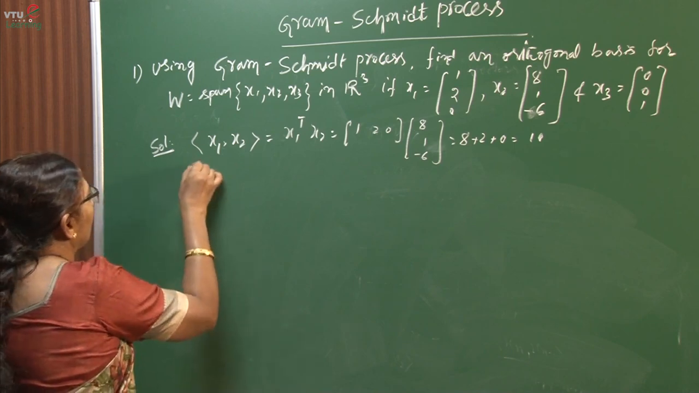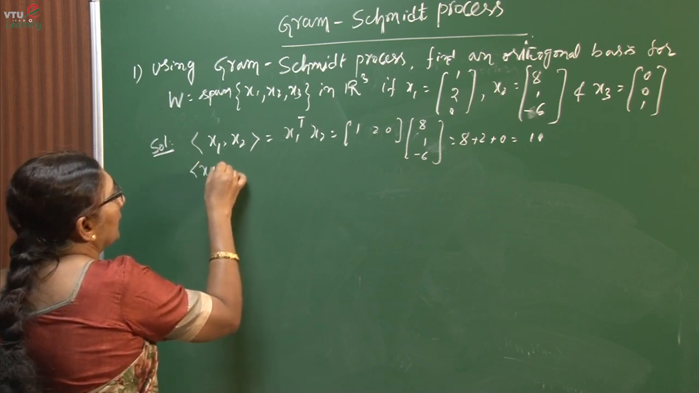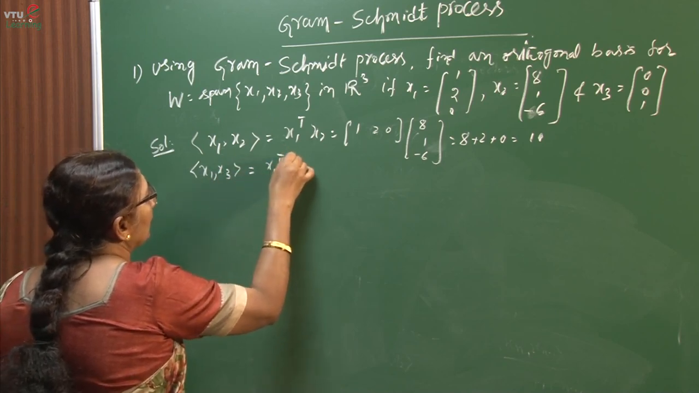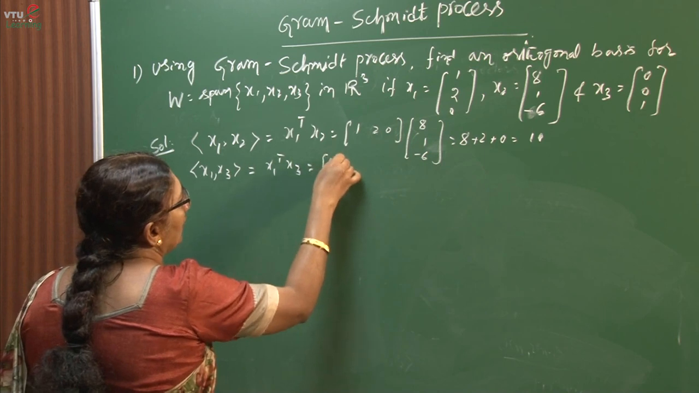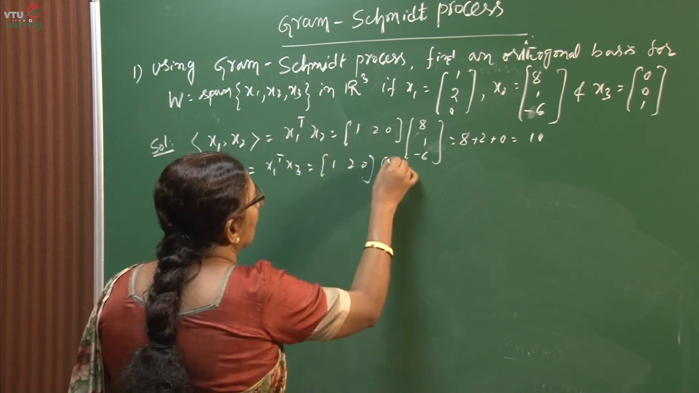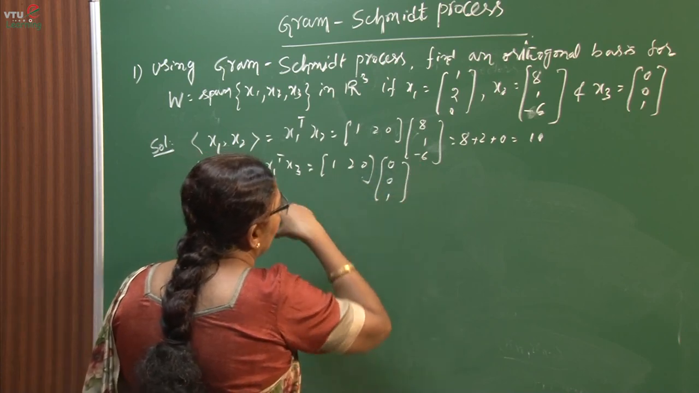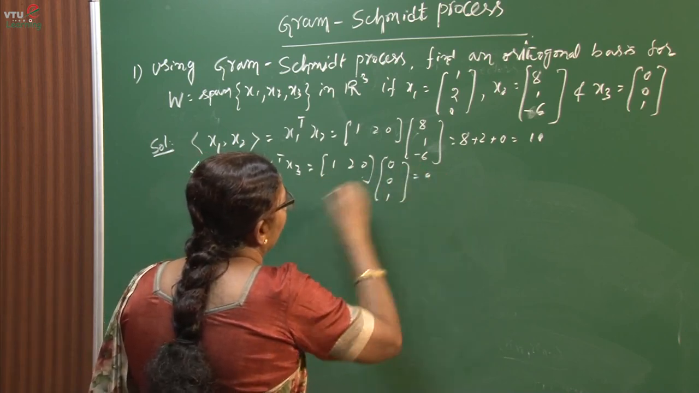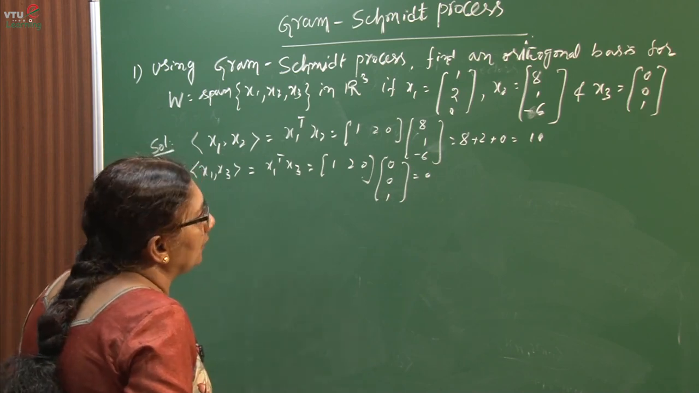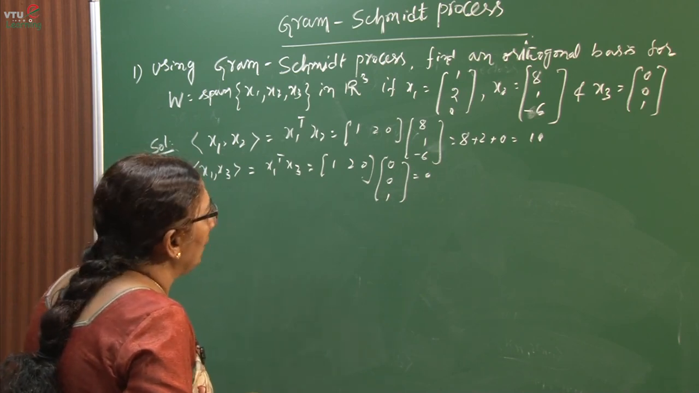If you want to verify the rest of the vectors, what is x1 comma x3? x1 transpose into x3 is nothing but 1, 2, 0 into x3, which is 0, 0, 1. If we calculate, here we get 0. So observe carefully: x1 is orthogonal to x3, but is not orthogonal to the rest.